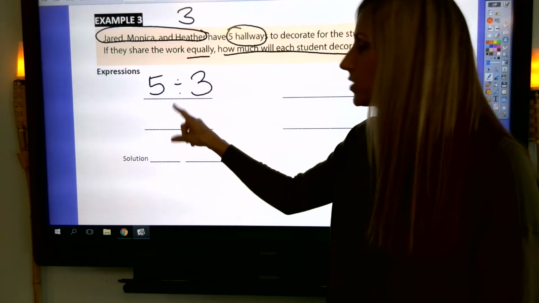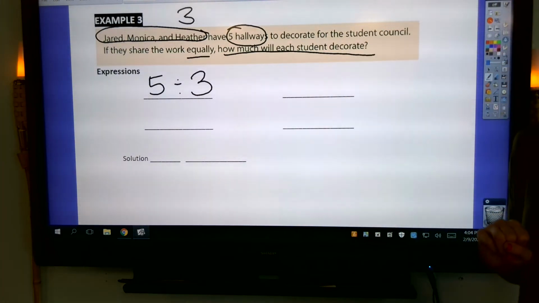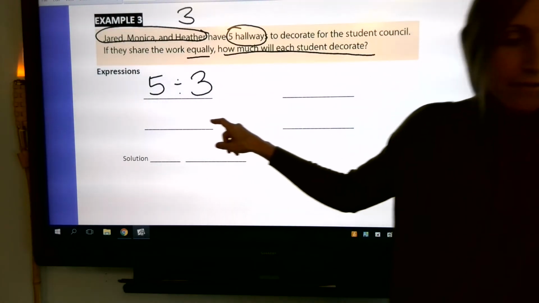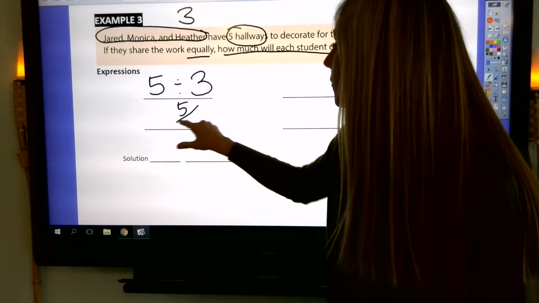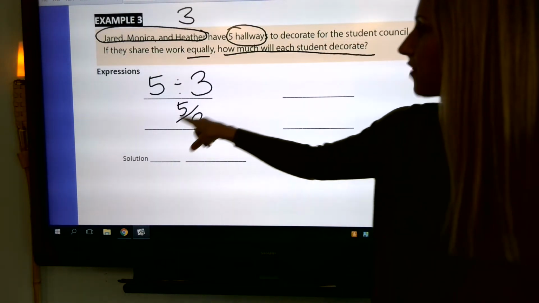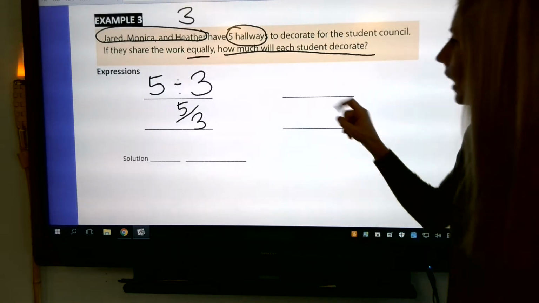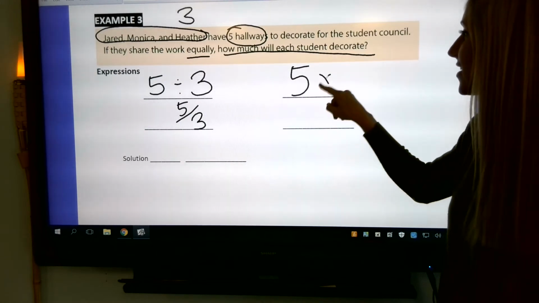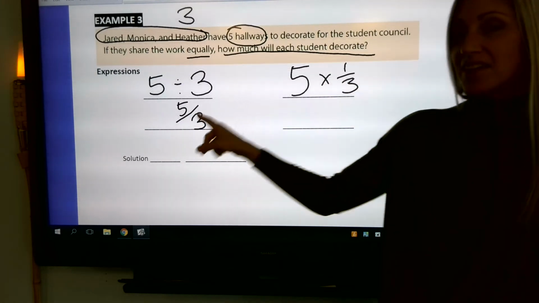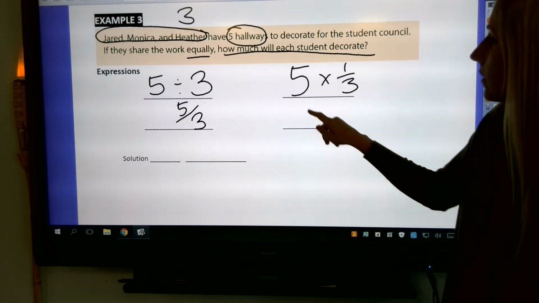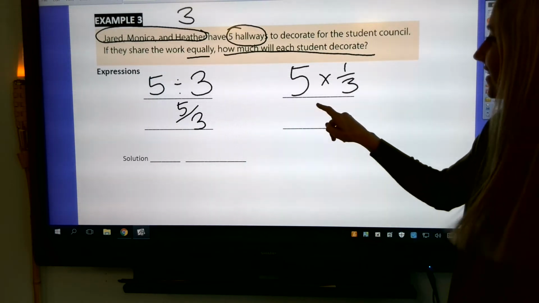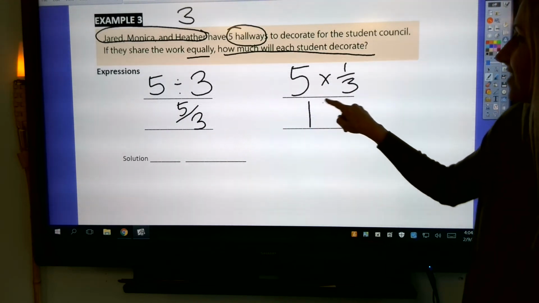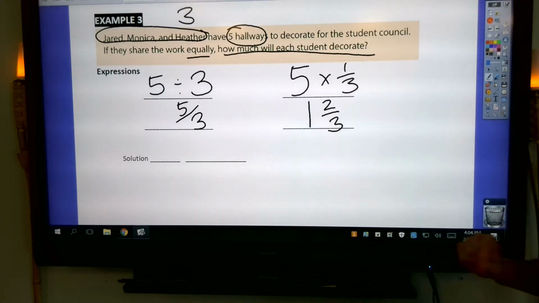And then what's another way to write these different expressions? Maybe pause and give it a try and see how you do. So you would hopefully have the improper fraction of 5 over 3, because that fraction bar also means division. And then you would do the inverse. So it'd be 5 times 1/3. And then because this is improper, another expression would be, did you make it a mixed number? It would be what? 1 and 2/3.